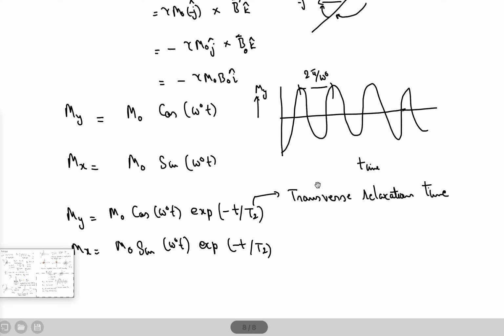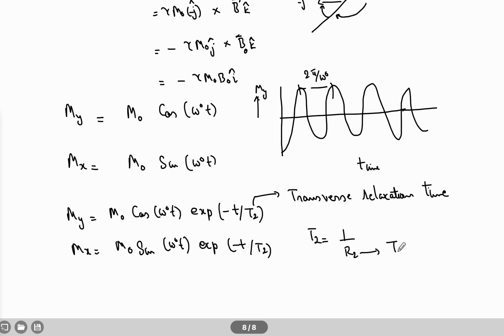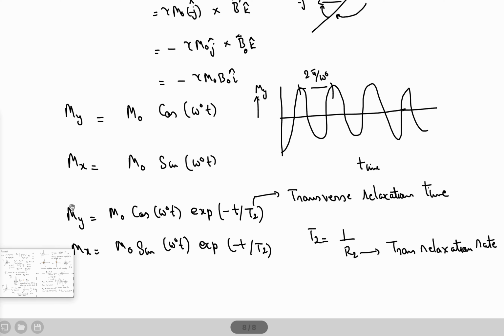All right. One can also write T2 is equal to 1 over R2, where R2 is transverse relaxation rate. Instead of time, you can also define this in terms of rate, which is basically the same thing, just that R2 will now come in the numerator. Okay, now I must say that this is a very simplified picture of transverse relaxation, as there are a lot of other processes also going on simultaneously, which we have not discussed. We have only discussed the transverse relaxation.